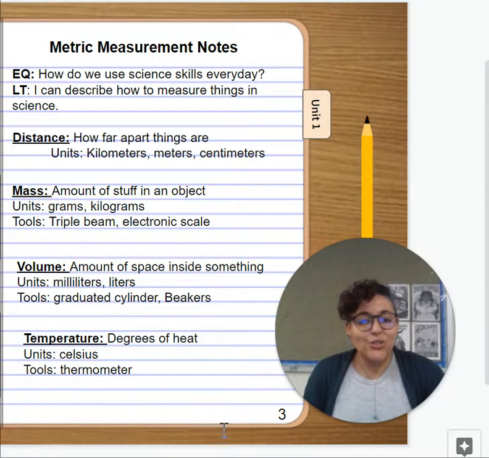So please make sure your notebook page looks exactly like this. And if you want to draw some pictures or add some extra notes, please feel free to.